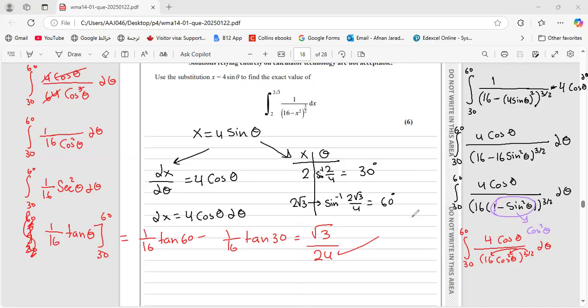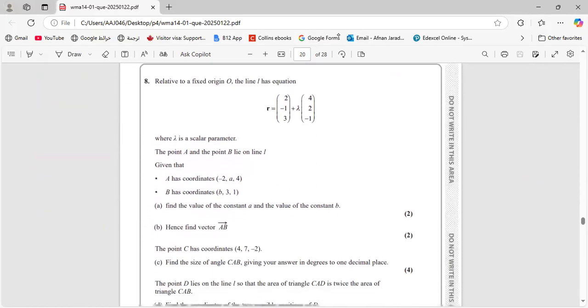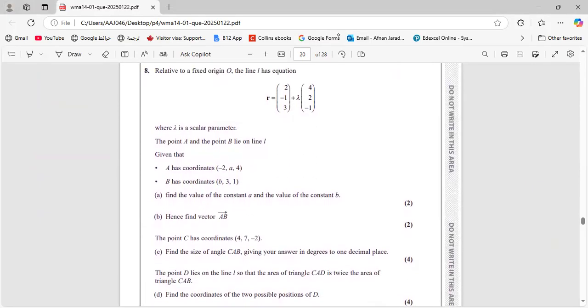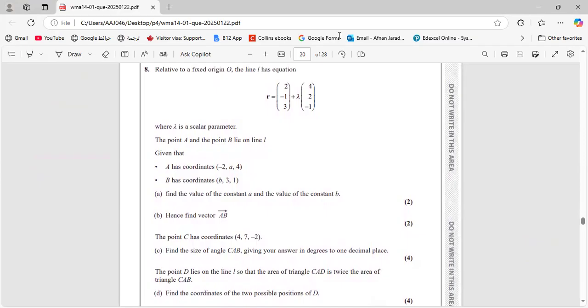Okay, this one is about integration by substitution. From question number 7 to question number 8. Question number 8 is about vectors. Relative to a fixed origin O, the line L has this equation. Remember that points A and B lie on the line L. How can I find A or B? By finding lambda. You can find the point A and B.